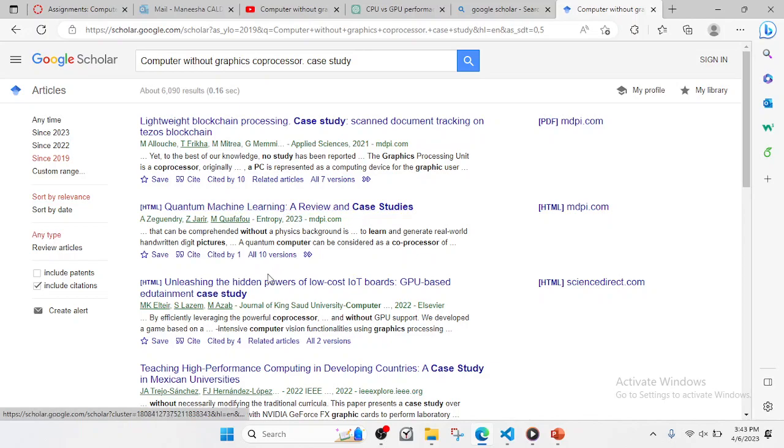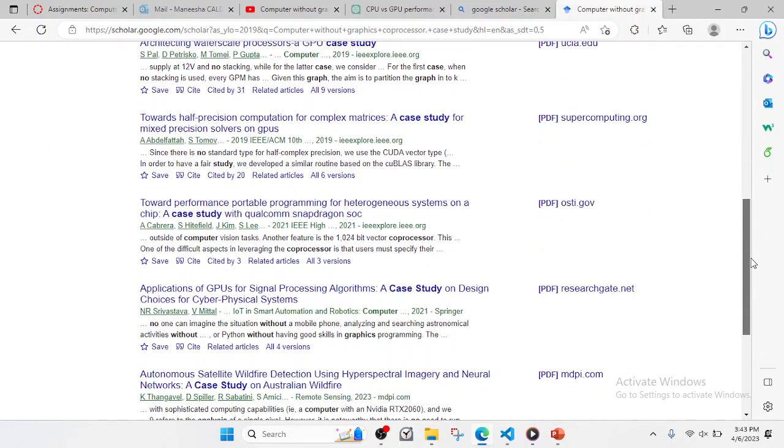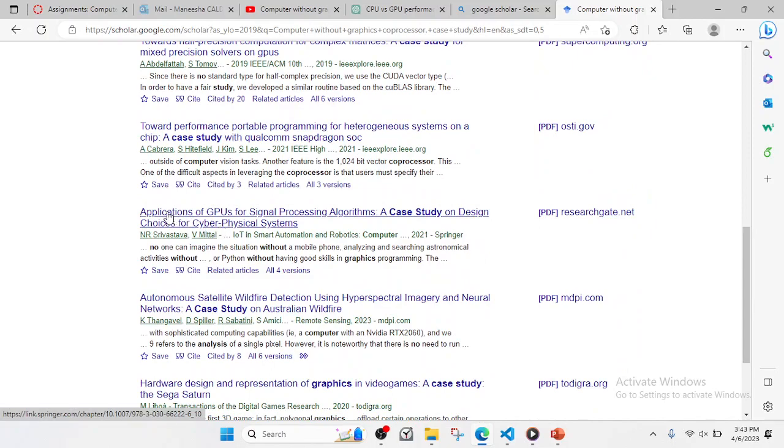Quantum machine learning, a bit hard sometimes. Teaching high performance computer development, not really. A bit hard to find. Applications of GPUs for signal processing algorithms. I think that's good. And there's a PDF. Yeah, we can go for the PDF. All right.